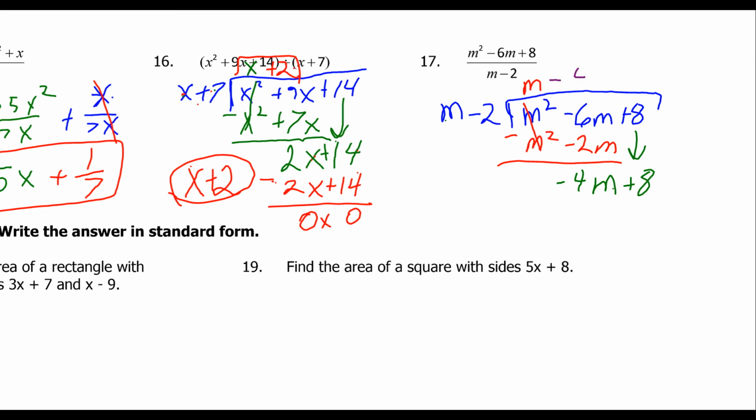So we go minus 4. M times negative 4 is negative 4m. Negative 2 times negative 4 is plus 8. Okay, we're going to go ahead and subtract these two rows from each other. So negative 4 minus negative 4 is 0m. 8 minus 8 is 0. And as we can see, that cancels out. That's done. And there's our final answer.